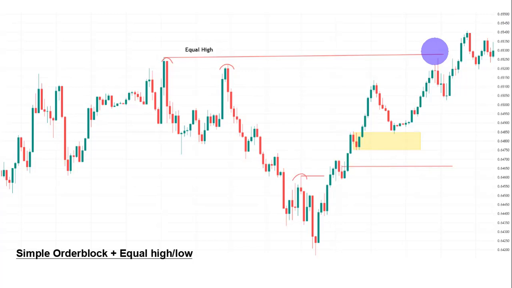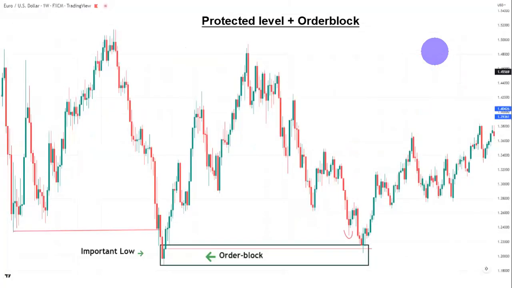Now, these setups I'm giving you are in no particular order. All of them are great setups of high probability. So right here, this is another one: the protected level plus order block.